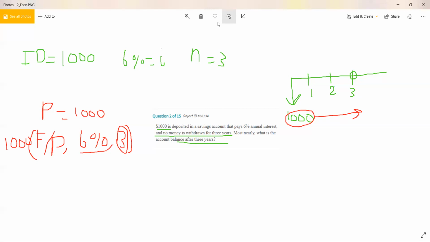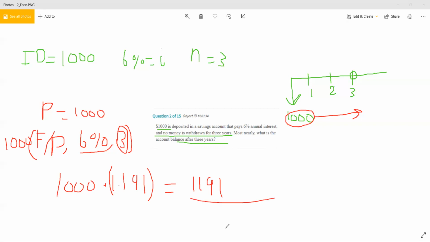So this value, we're going to have 1,000 times 1.191 approximately. And what will that give us? 1,191. I don't have the answer choices here because I answered this question accidentally already, but this would correspond to one of the answer choices. Okay, and you would select that. That's one way to do it.